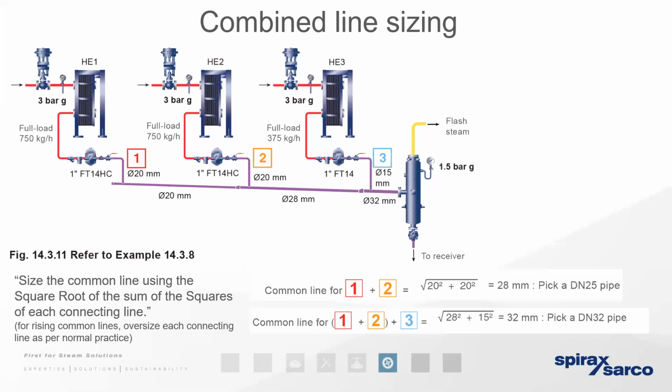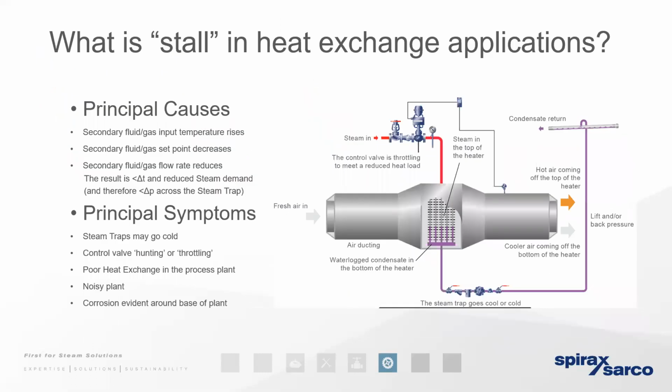You can, of course, use that app that we have. So I want to talk about another concept, and that's what we refer to as stall. So we've mentioned that heat exchangers cannot use the energy in the condensate. It can cause a problem if it backs up and floods the heat exchanger. We've also mentioned that we need a positive pressure drop across the steam trap.